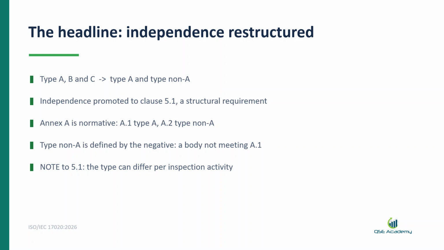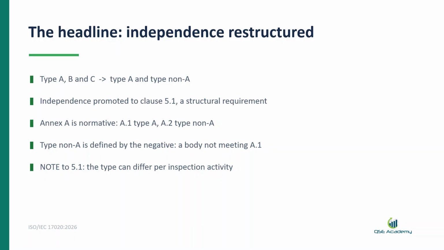Start with the change everybody has heard about. Type B and Type C are gone. Search the published text. 0 occurrences. What remains is Type A and Type non-A. Independence has also moved. In the 2012 edition, it lived inside the impartiality clause. In this edition, it is Clause 5.1, a structural requirement in its own right, pointing at a normative Annex A.